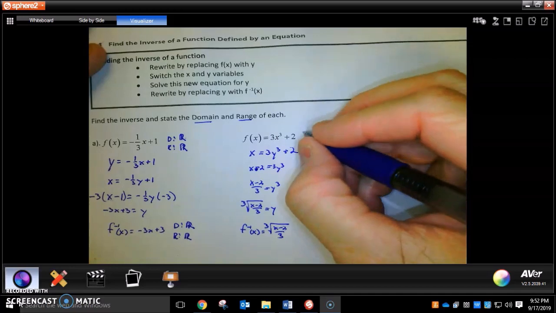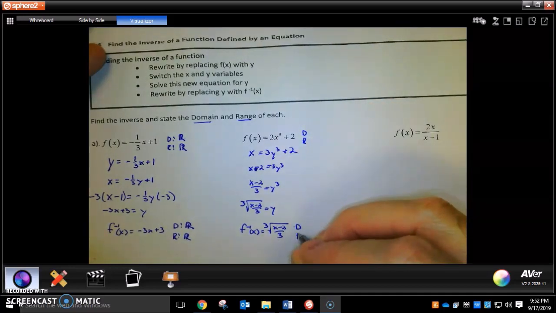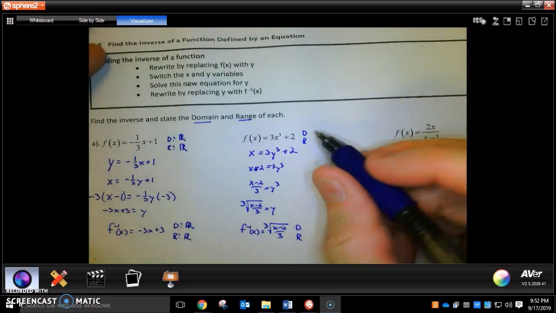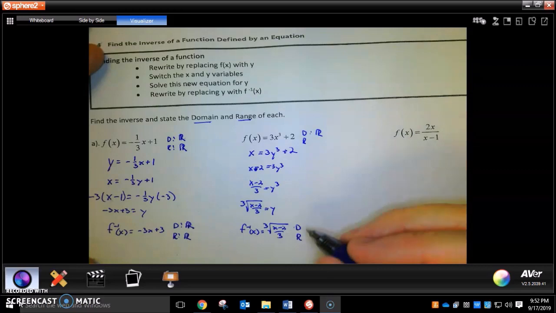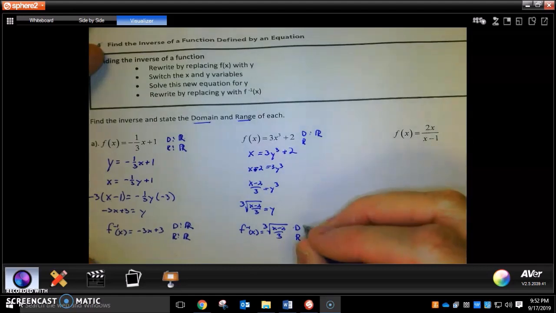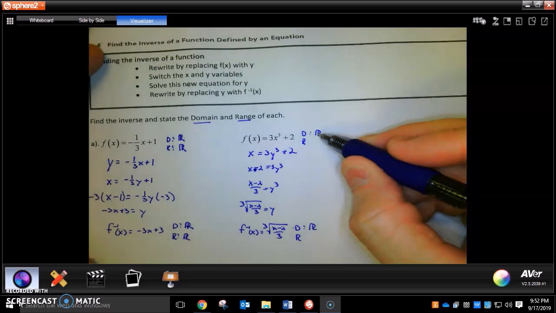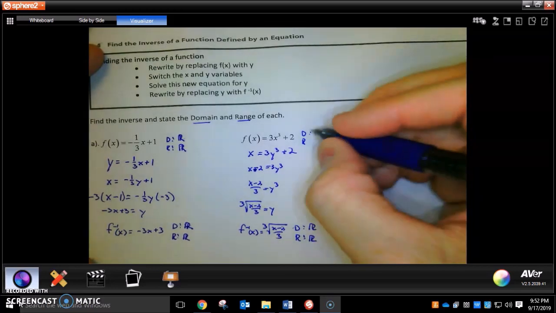As far as the domain and range, again, we're just going to find the domain. Well, this would be all real numbers. For the domain of this cube root, you can take the cube root of a negative, so there are no restrictions on this one either. So the domain would be all real numbers. And then again, the domain of this is the range of this one, and the domain of this is the range of this one.